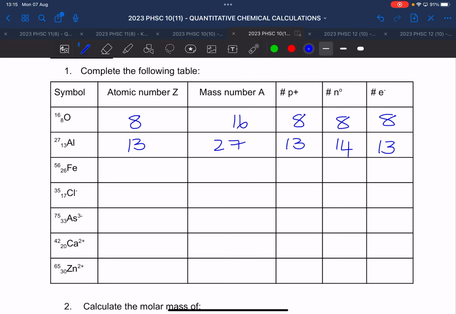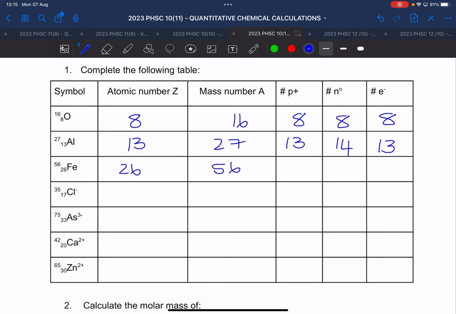Iron, Ntando. 26. Mass. Khali. 56. Number of protons. Neutrons. And electrons. Then again, Rorisang, chlorine, atomic number.